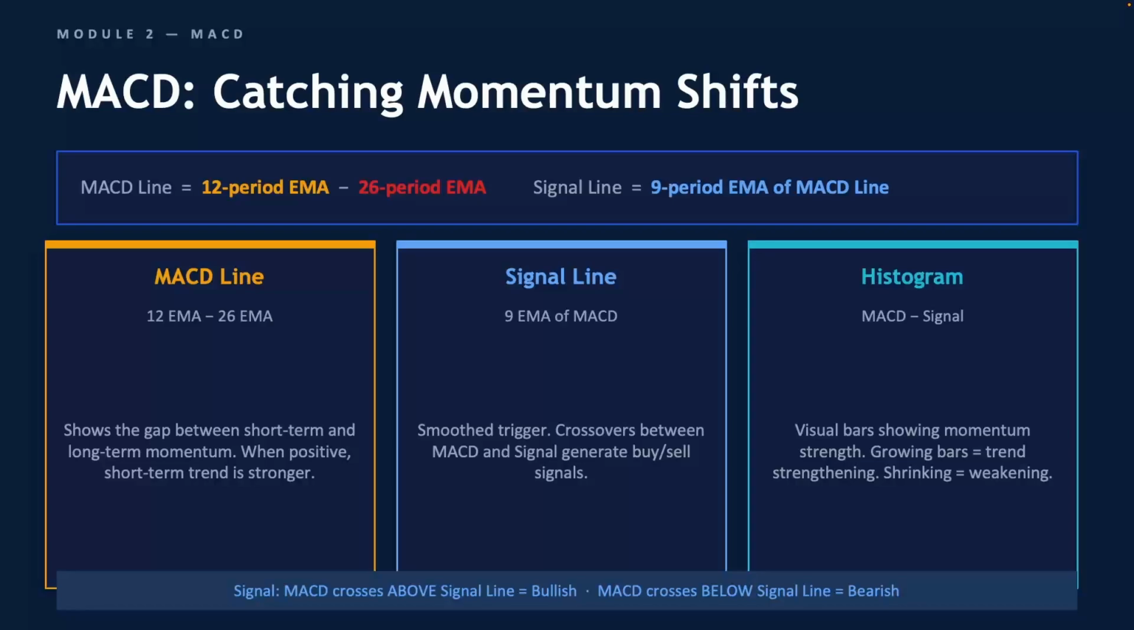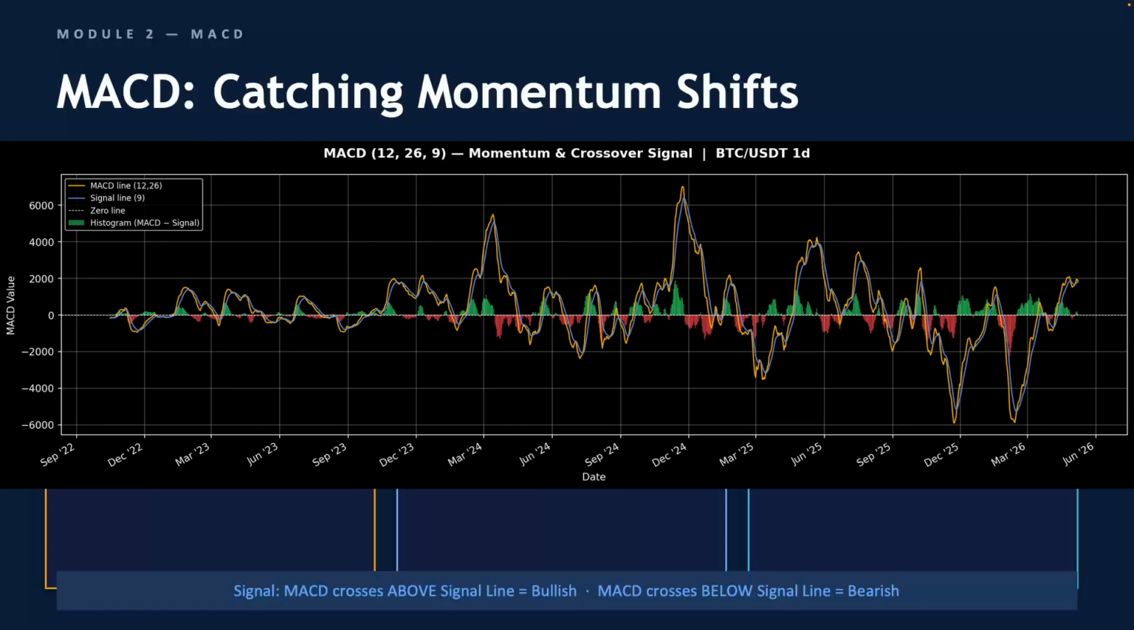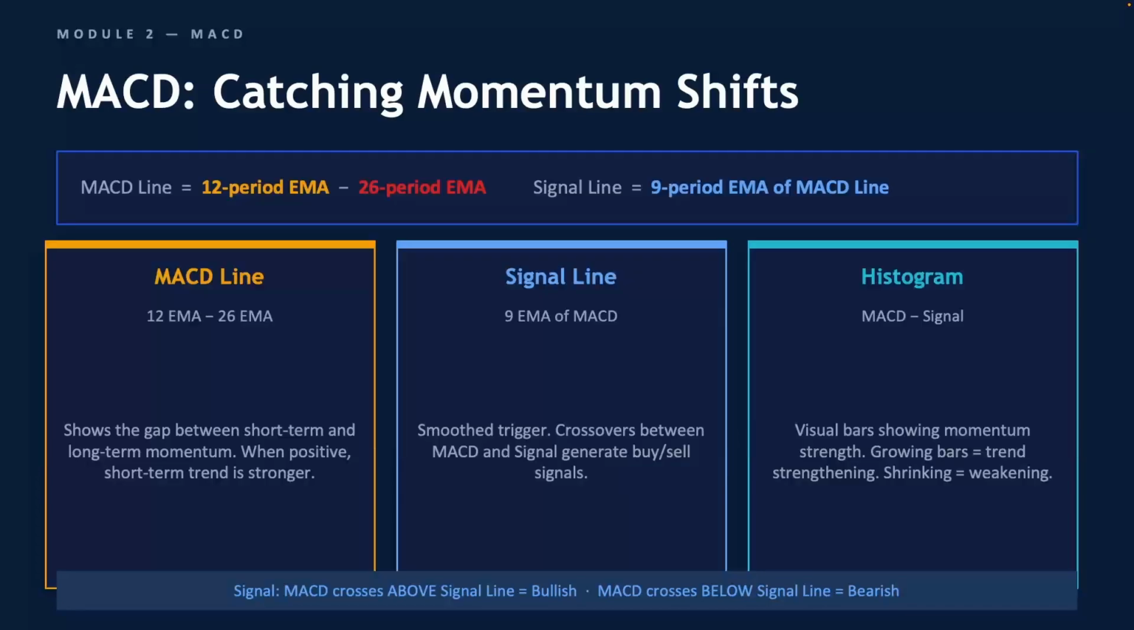Here is how it works. Take the 12-period EMA and subtract the 26-period EMA. The result is the MACD line. Then calculate a 9-period EMA of the MACD line. This is the signal line. When the MACD line crosses above the signal line, it's a bullish signal. When it crosses below, it is bearish.